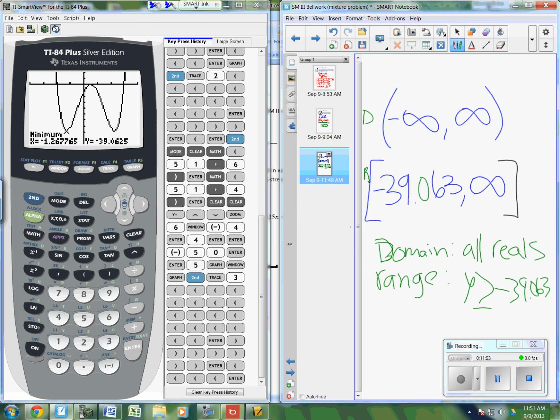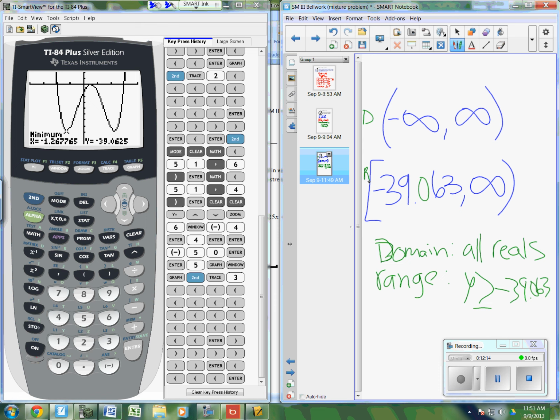Yeah, anytime you have infinity, you leave it open because it's going on forever like that. So right here, we do the same thing. Now, why would we leave a bracket right there? Because it includes that point right there, right? Okay, yes.